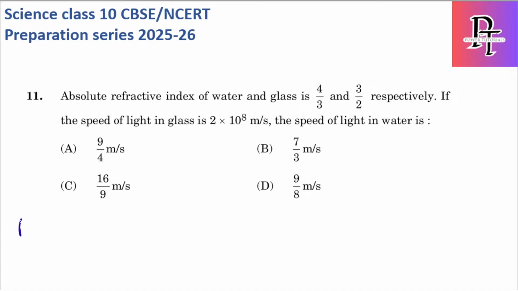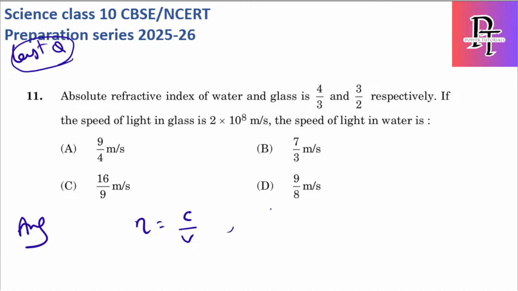Okay, so let's conclude with the last question for today, because it's around 1 hour now. Absolute refractive index of water and glass, they have provided 4 by 3 and 3 by 2 respectively. If the speed of light in glass is 2 into 10 power 8, the speed of light in water they are asking. So for absolute refractive index, eta is equal to c by v. That is, refractive index is equal to c by velocity of the medium.